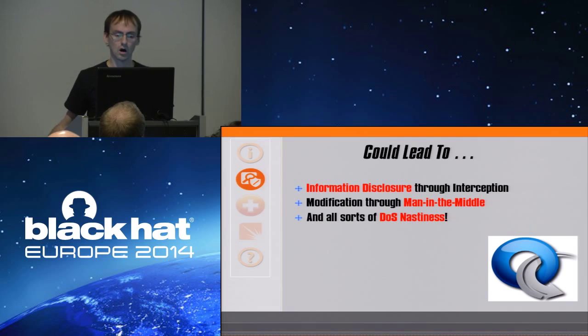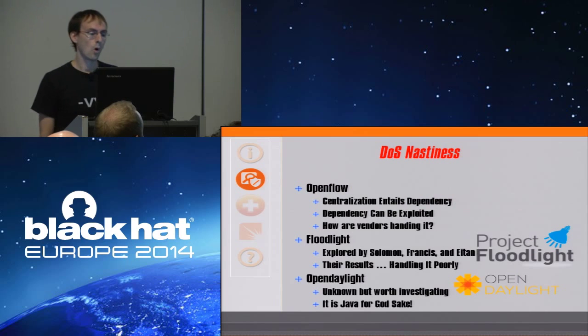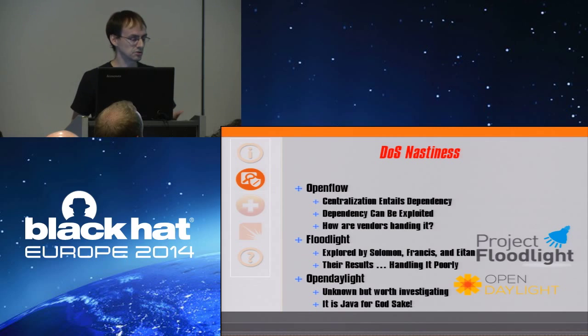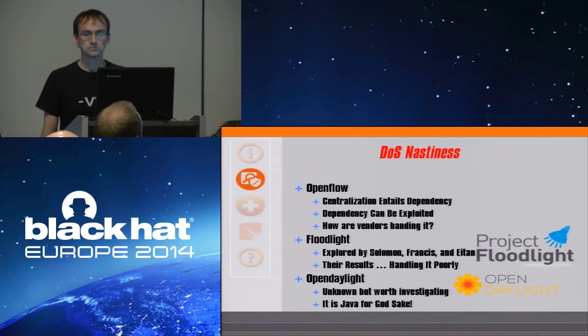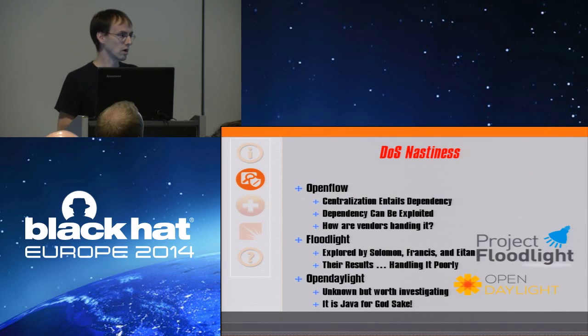So speaking of denial of service issues, OpenFlow, as we can already run through our minds, right? Centralization entails dependency. Dependency can be exploited. So if we know that we're all going to have a problem with this, they're going to have to address it. It's important to look at how our vendors are handling it.